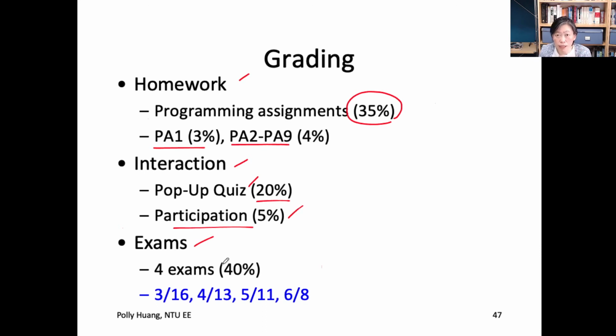Exams, there are 4 of them. You see already in the schedule, each 10 points. And these are the times they're going to happen. Don't miss the exam sessions because they are very important. Each of them 10 points.